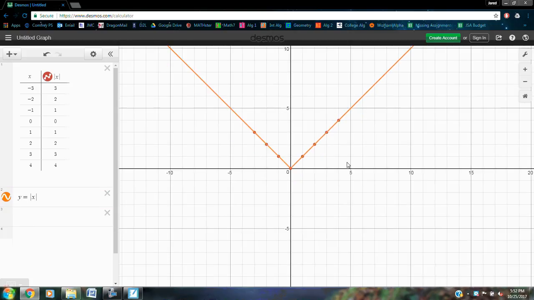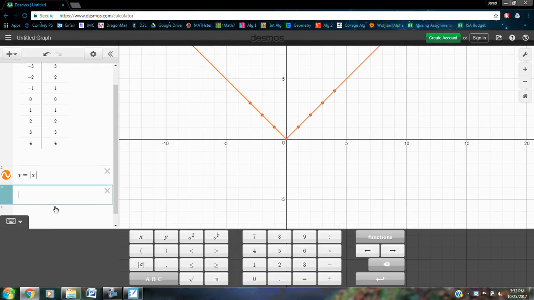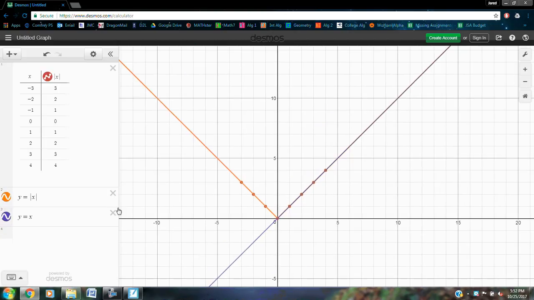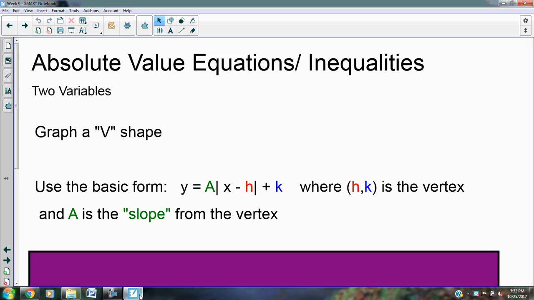It would be almost like saying, what would we have if it was just y equals x? Notice this blue line comes down here, but because we have absolute value, we want all of these things down here to be positive, so they kind of flipped up this way and made a V shape. I'm going to get rid of that now. So we make a perfect V shape anytime we have an absolute value equation.